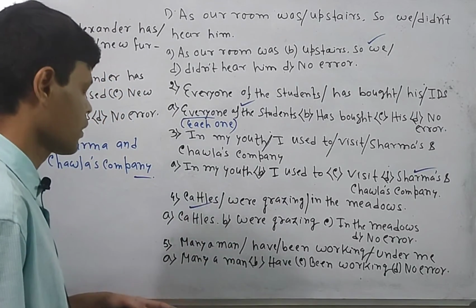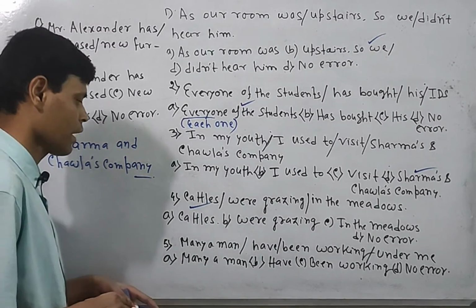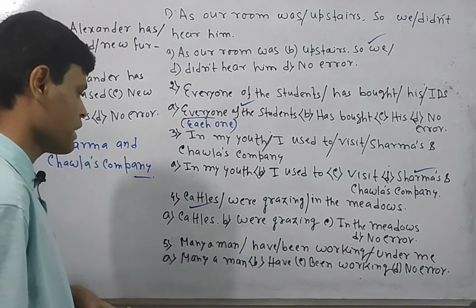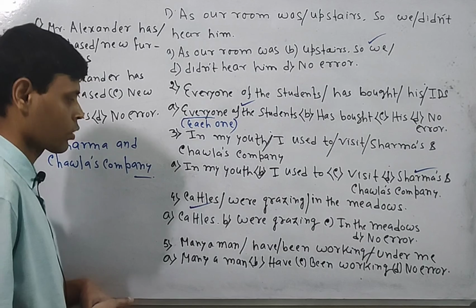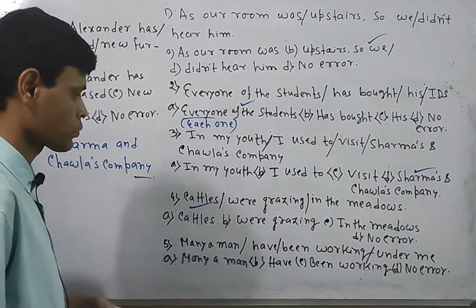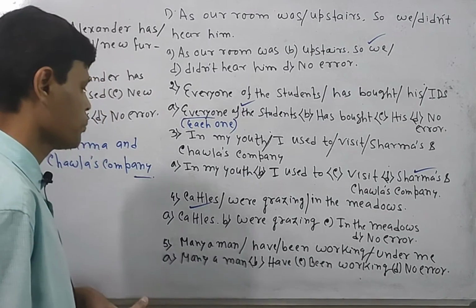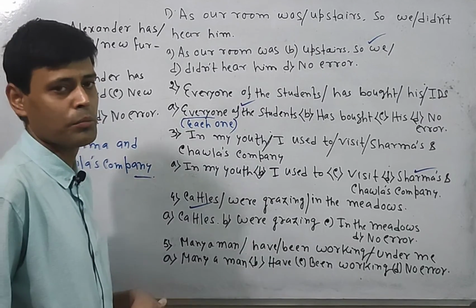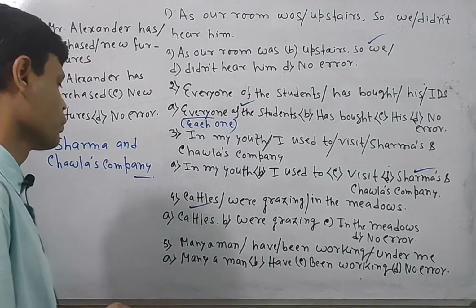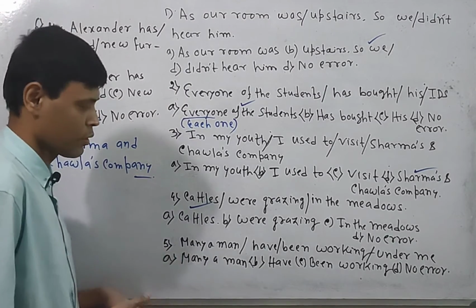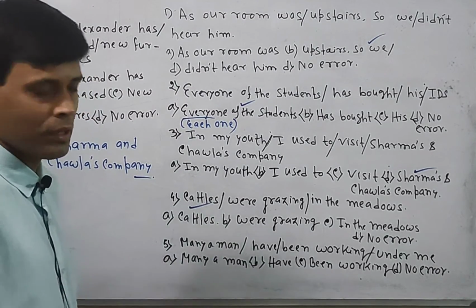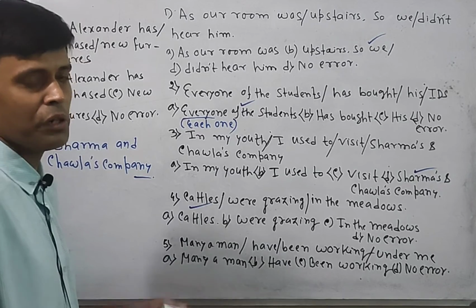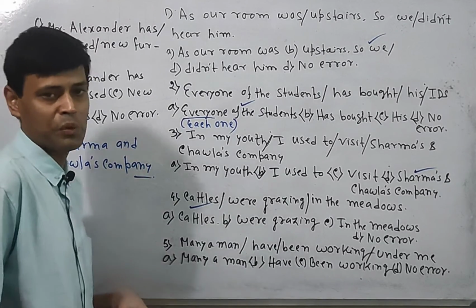Now in the next question, many a man have been working under me. Now where is the mistake? Many a man or have or been or no error. So be careful at one thing, we have already used many a man. Many always indicates plural, but whenever we are going to write many a man, not like many men, many a man, the verb must be singular in form.